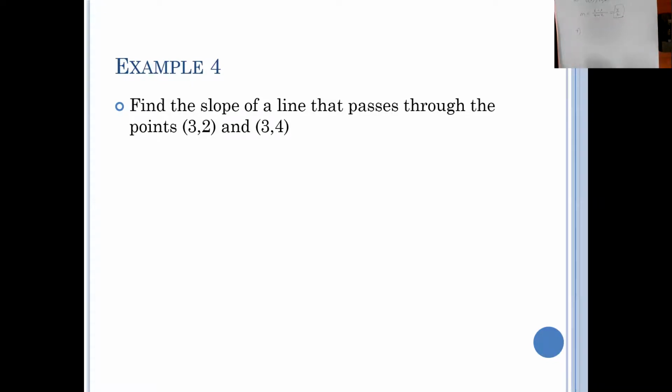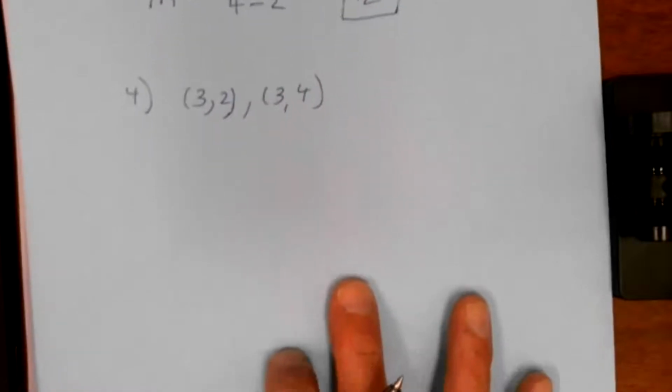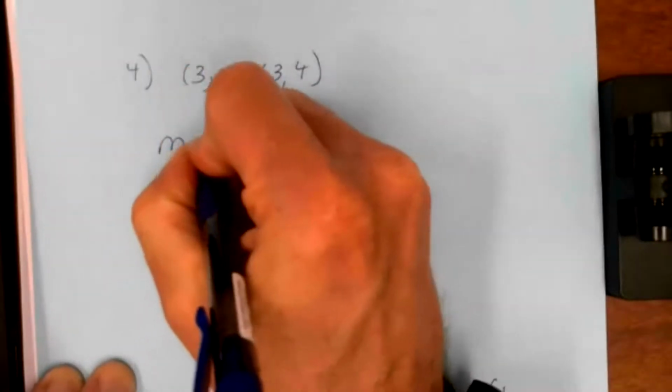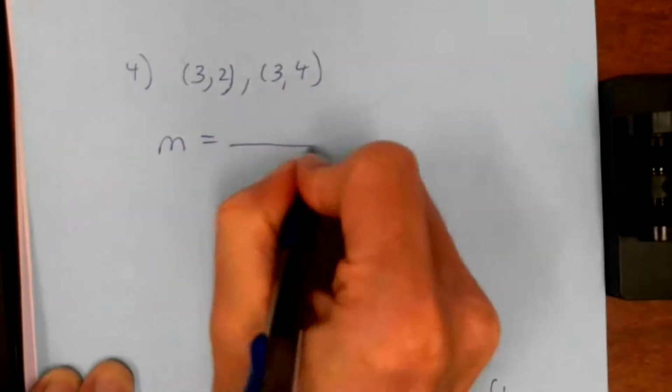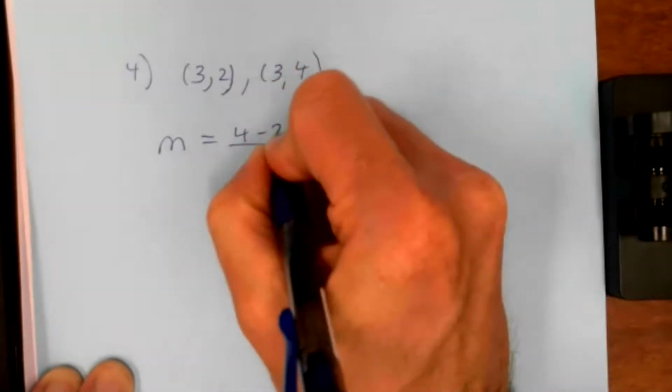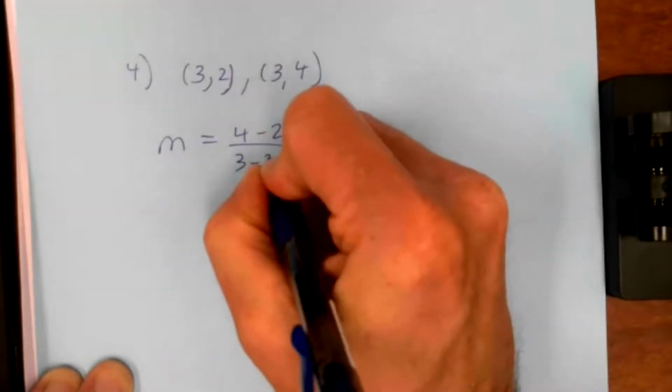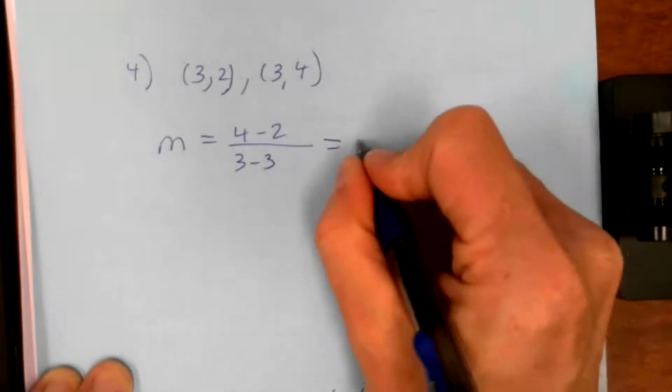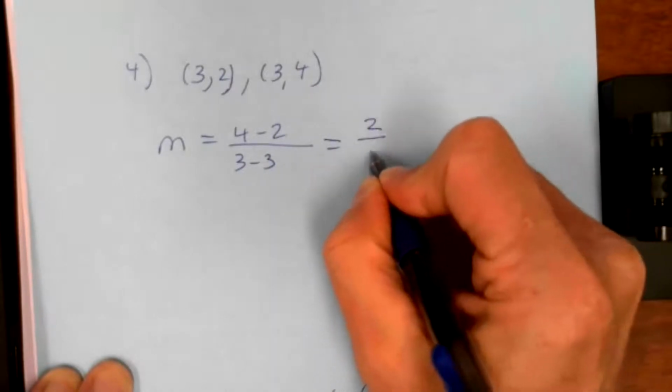And in this case, we are doing the line that passes between the points (3, 2) and (3, 4). So back to the dot camera. If we compute the slope, we will get (4 minus 2) over (3 minus 3). And that gives me 2 over 0.